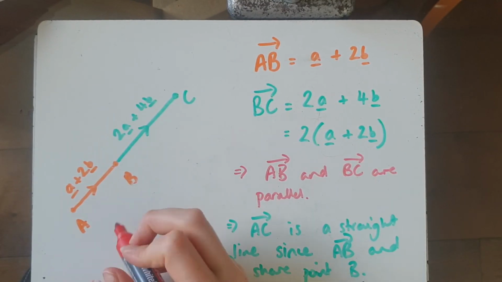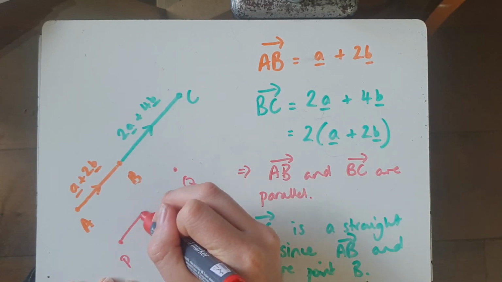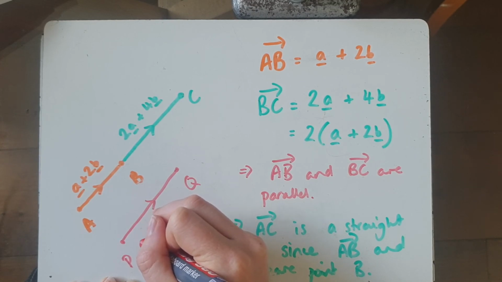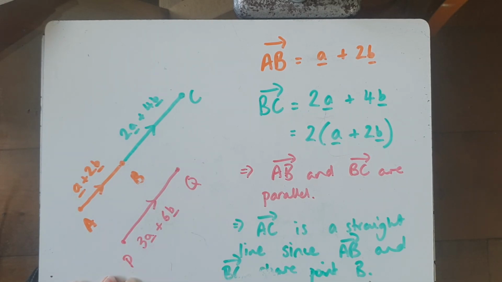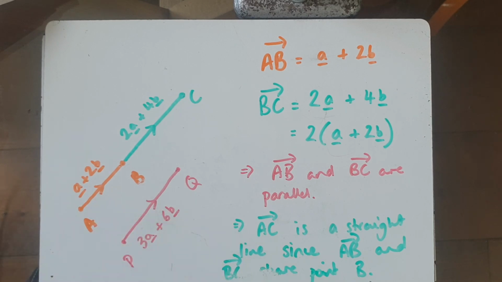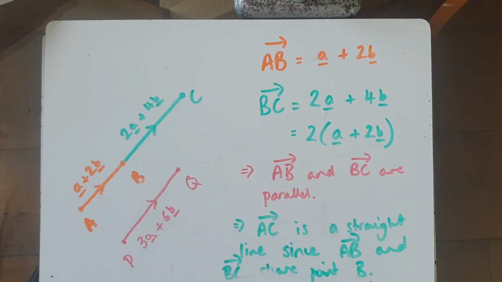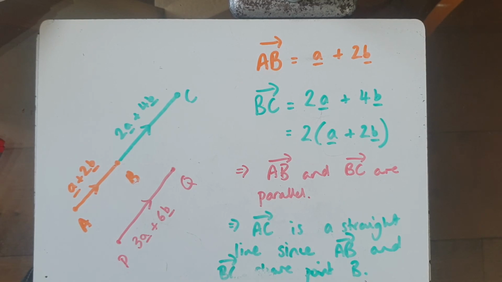If I had an extra vector over here, P, Q, and that was 3a plus 6b, we can say it's parallel, but we can't say it lies on a straight line because it doesn't have any points in common. This one's over here. We can't say P and Q lie on this line because we have no evidence that they do. They don't share any points. But these two vectors share point B. And so that's how we know they lie on a straight line.